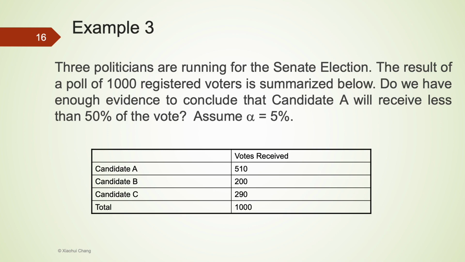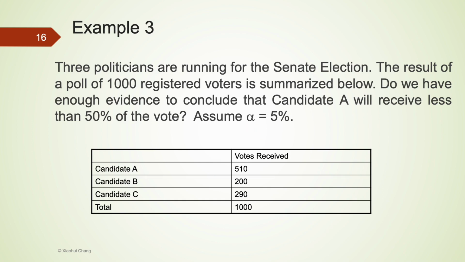Let's take a look at the last example here. We have 3 politicians running for the Senate election. The result of a poll of 1,000 registered voters is summarized using this table. Do we have enough evidence to conclude that candidate A will receive less than 50% of the votes?